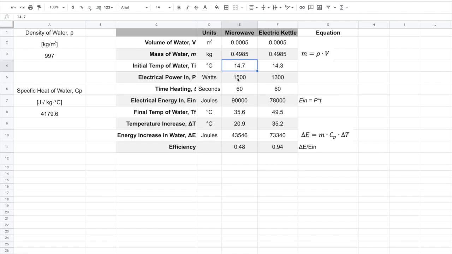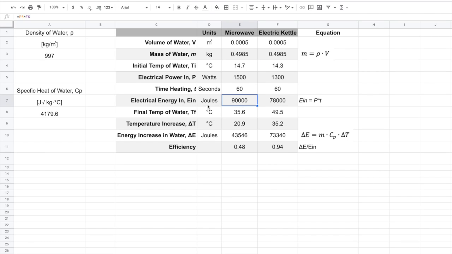The next thing is the 1,500 watts. So that was the power coming from the outlet into the microwave as measured by the Kill A Watt. So it's basically how much energy is going into the microwave through the electricity. The next was how much time was taken to heat it up, and for both cases we let it heat for 60 seconds.